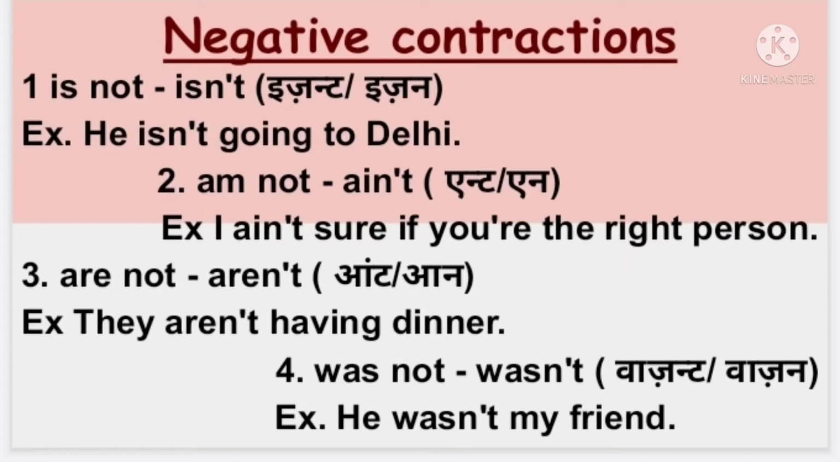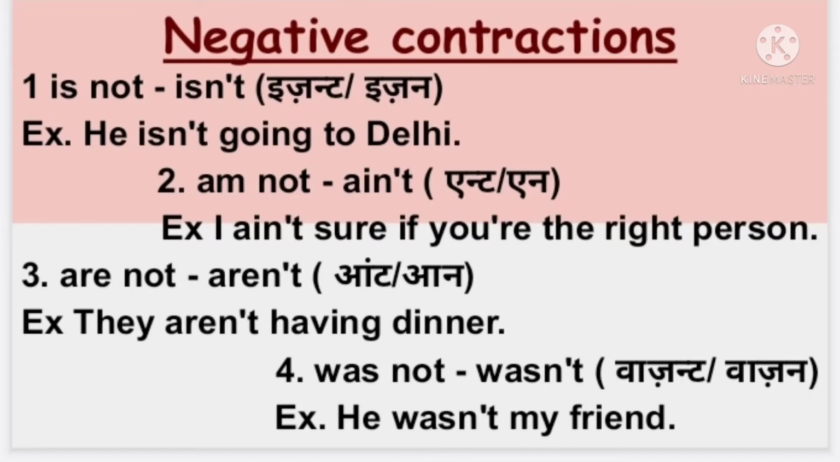Now next is "am not", and the contraction of "am not" is "an't" or "aint". Earlier I told you that one is the accent of British English and the other is the accent of American English. The example is: I am sure if you are the right person. Let me tell you one more thing: this contraction is not only the contraction of "am not". It is also a contraction of "is not", "are not", "has not", "have not", and that I will tell you in my next video.